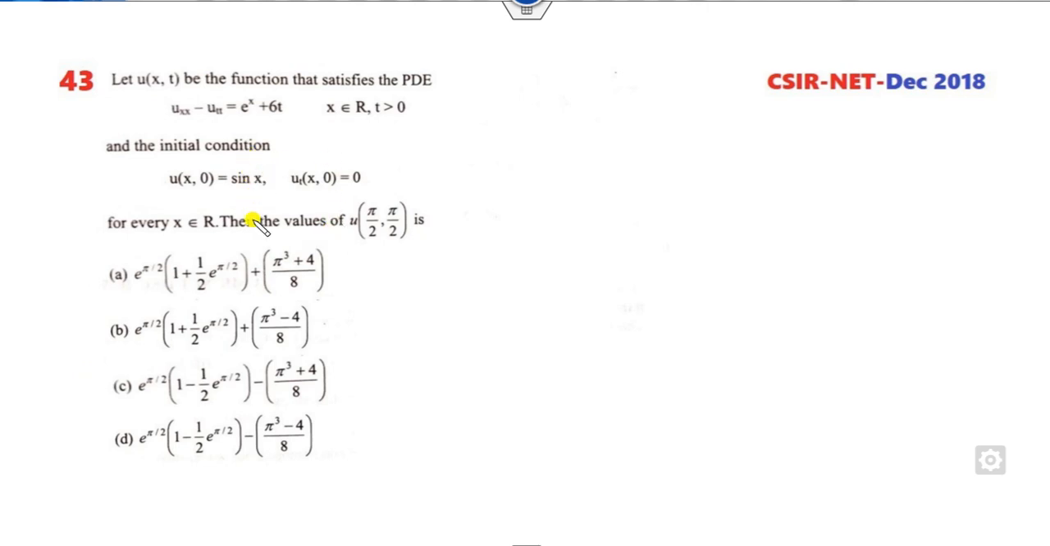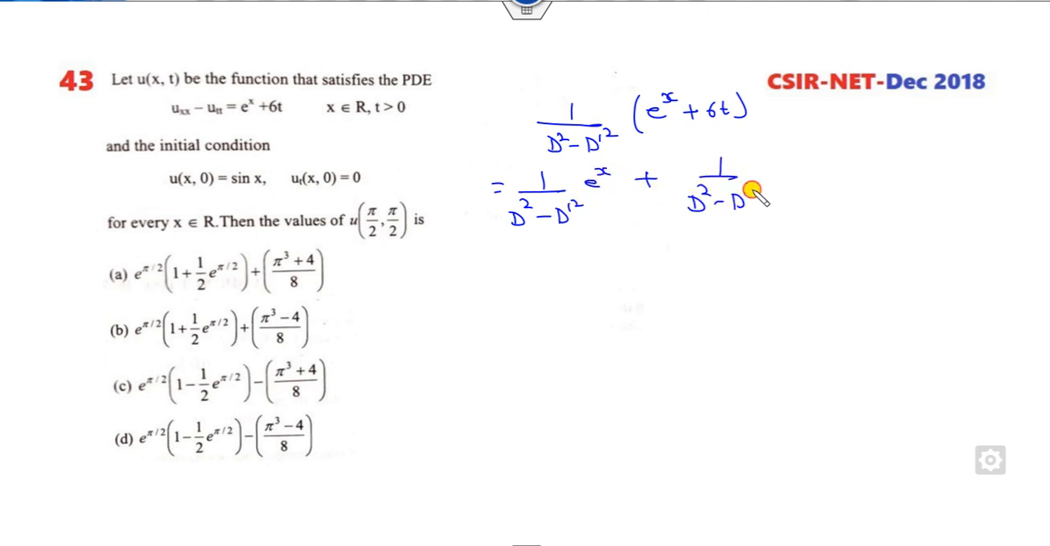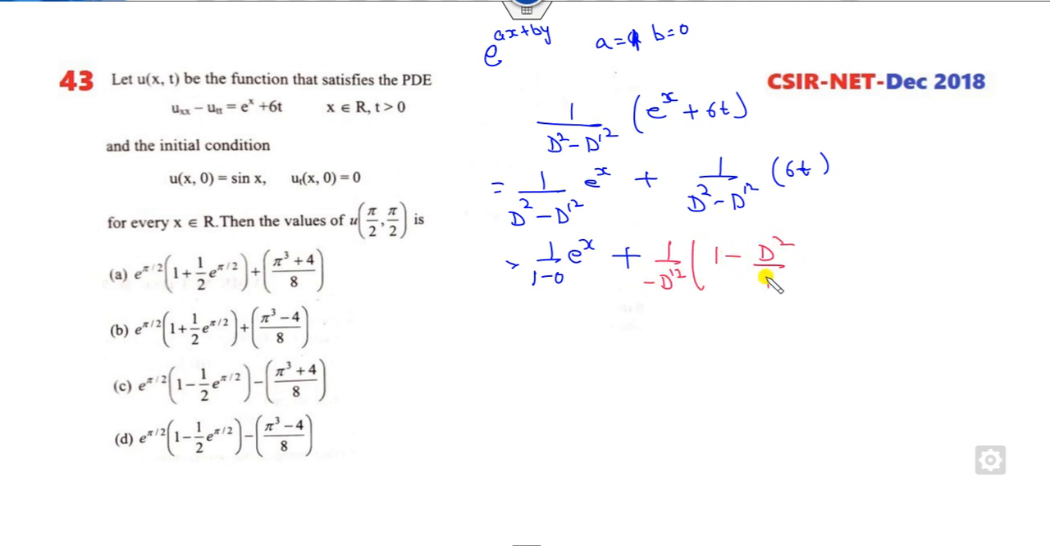Okay, fine. Now look at these options. So that's again very simple. We can start with the first one. It's D square minus of this, e raised to power x plus 6t. I can take it separately, e raised to power x times 1 over this. So how can you do it? If I compare this with ax plus by, a is 1, b is 0. If I substitute here, 1 minus 0. Since it's a function of t, I can take minus 1 by D square common. So it is e raised to power x.